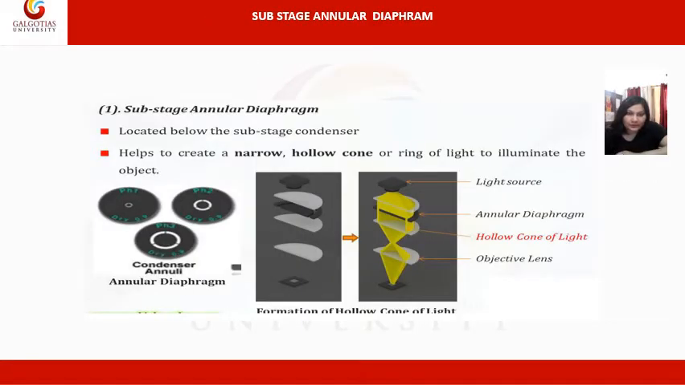Sub-stage annular diaphragm. It is located below the sub-stage condenser lens, and it helps to create a narrow hollow cone or the ring of light to illuminate the object. It is made up of a circular disc having a circular annular groove. The light rays are allowed to pass through the annular groove. Through the annular groove of the annular diaphragm, the light rays fall on the specimen or the object to be studied. At the back focal plane of the objective, it develops an image.